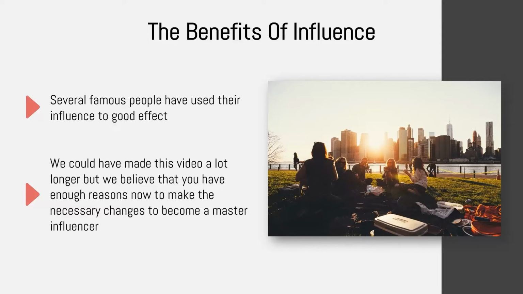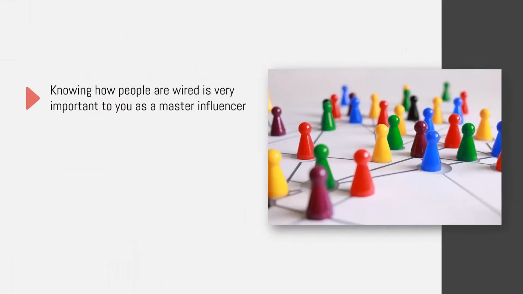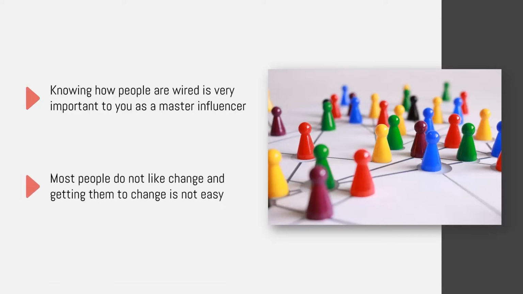In the next video, we will discuss how people make decisions, how people are wired. Knowing how people are wired is very important to you as a master influencer. People will usually make their decisions based on emotion and then use logic afterwards to justify the decisions they make. Most people do not like change, and getting them to change is not easy. It is a lot more difficult to get people to make long-term changes than it is short-term changes.